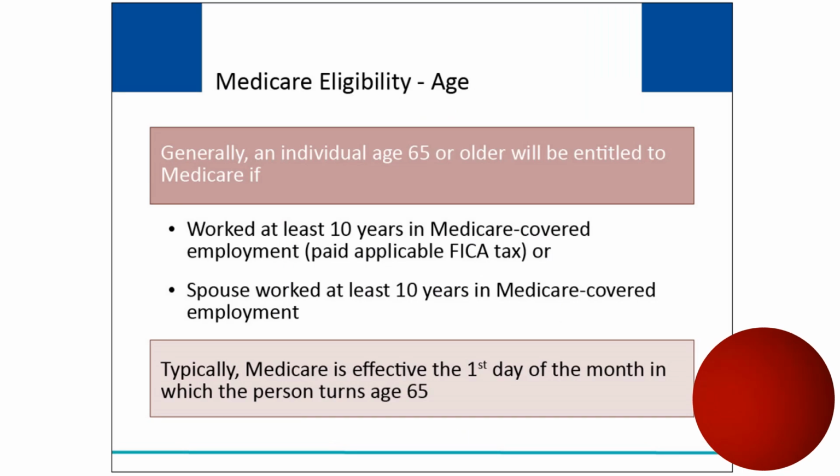Medicare eligibility, age. An individual aged 65 or older will generally be entitled to Medicare if he or she has worked at least 10 years in Medicare-covered employment, i.e., paid the applicable FICA tax. A person aged 65 or older may also be eligible for Medicare if his or her spouse has worked at least 10 years in Medicare-covered employment. Typically, Medicare coverage begins the first day of the month in which the individual attains age 65. The date of Medicare entitlement is, however, dependent upon the month of enrollment.